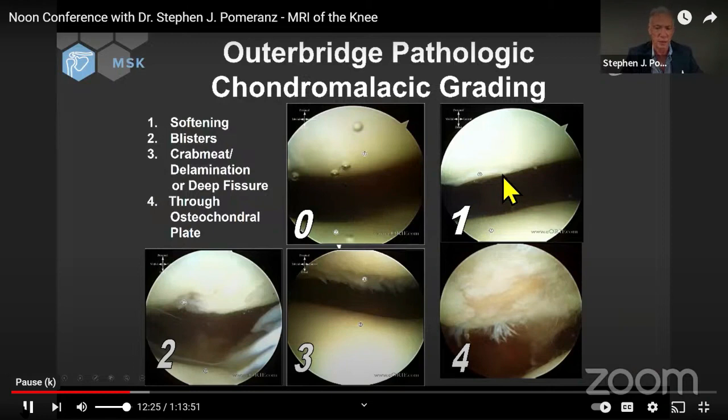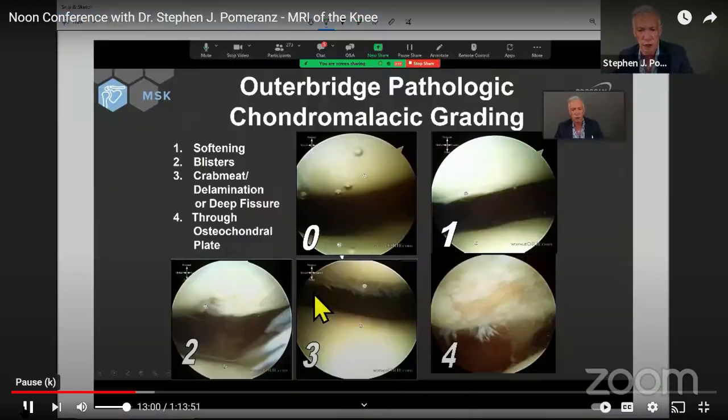Grade one is either a pure intrasubstance abnormality with no deformity or less than 25% loss of thickness of the hyaline cartilage. Grade two, 25 to 50% loss of thickness or an intracartilaginous signal with a raised surface, or so-called blister. Grade three, full thickness tears, they can either be focal or they can be broad-based. Because they are full thickness, when they're broad-based, they frequently take on the appearance of crab meat.